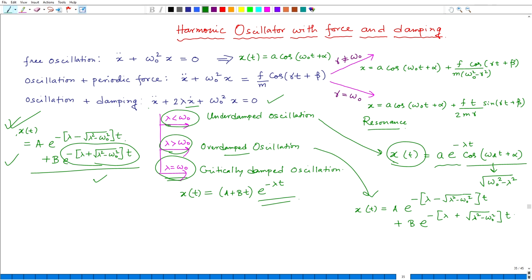So, you do not have a contribution from that part and you have simply like this. Now, you see, since you have this lambda equal to omega 0 in this part, you will have (a plus b t) times e to the minus omega 0 t as well.